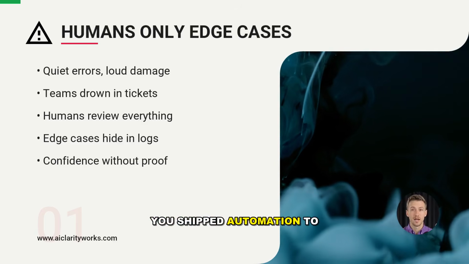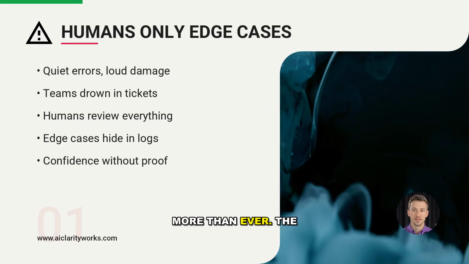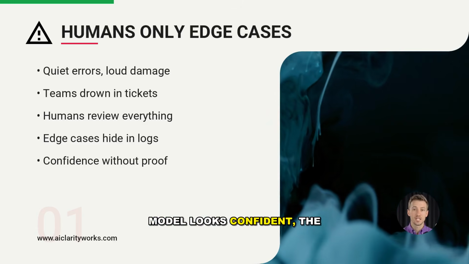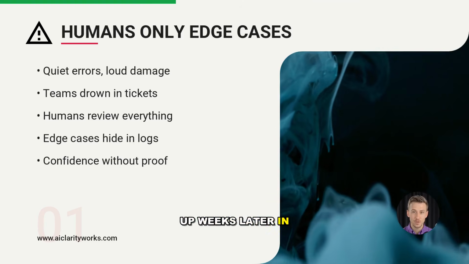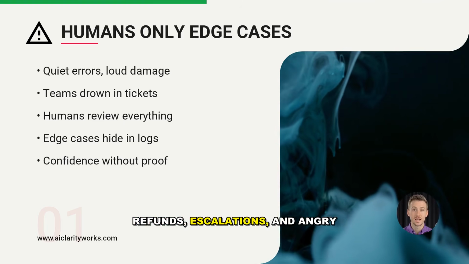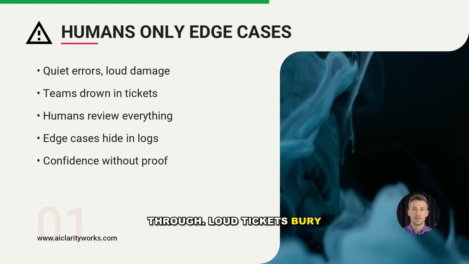You shipped automation to kill manual work, and somehow you are reviewing more than ever. The model looks confident, the dashboards look green, and the real damage shows up weeks later in refunds, escalations, and angry audits. Quiet errors slip through. Loud tickets bury your team.